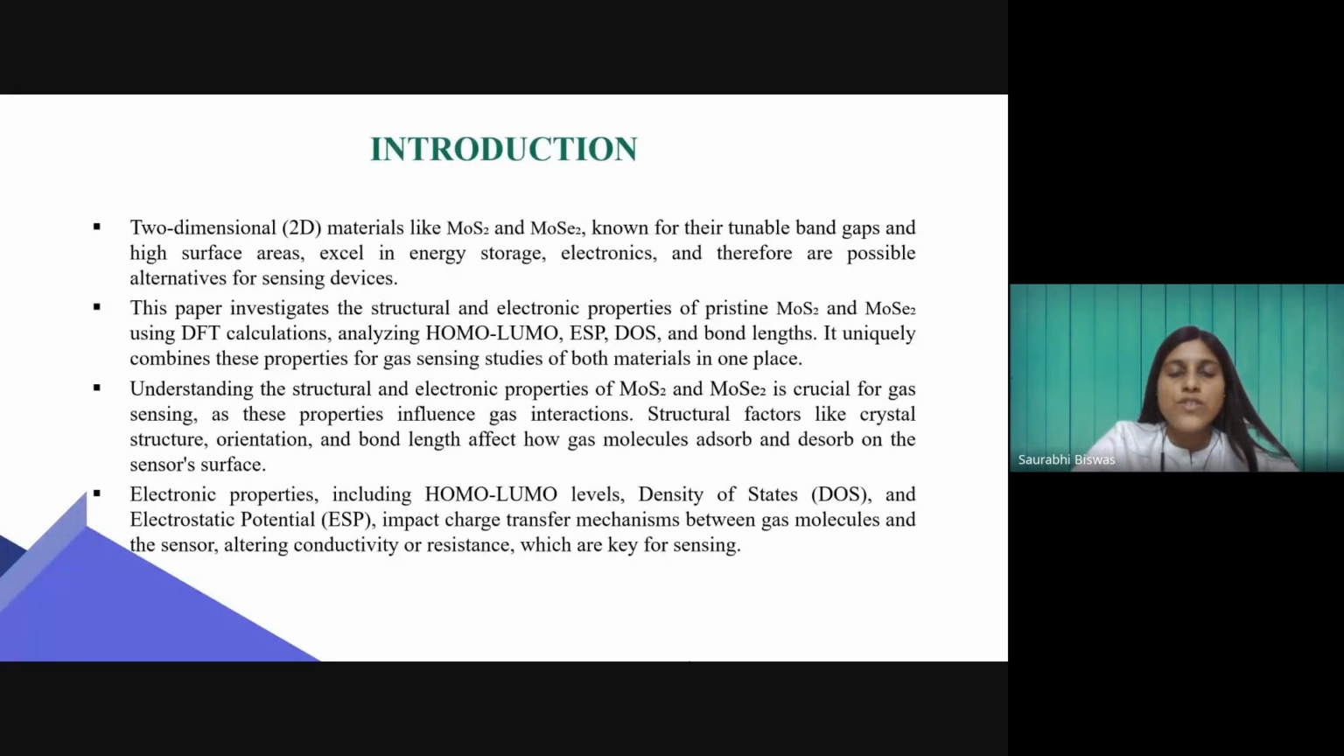So through this study, what we have tried is to explore the potential of the two-dimensional materials like MoS2 and MoSe2, which are important materials under the class of TMDs, known for their tunable band gaps and high surface areas. So now the question arises why it is so important to understand and read more about the electronic and structural properties for sensing applications. So the answer is that the properties are very crucial because this helps in estimating and directly influences the interaction between the sensor and the gas molecules.